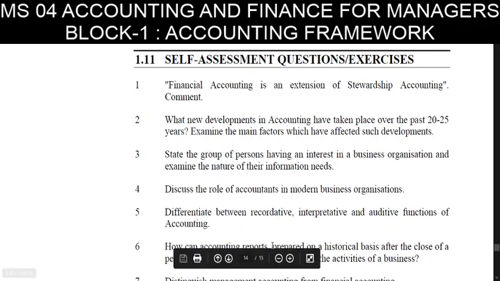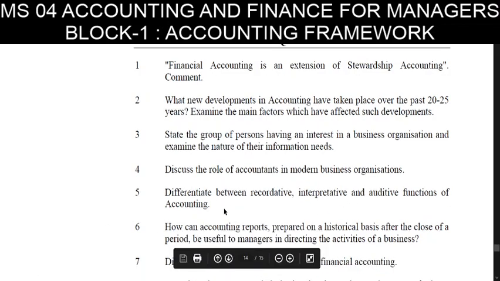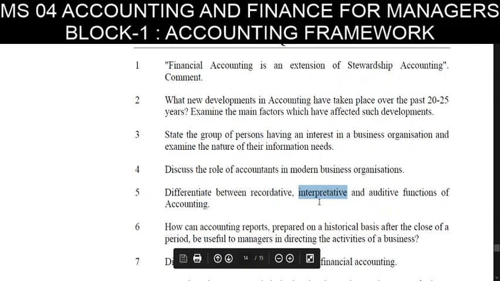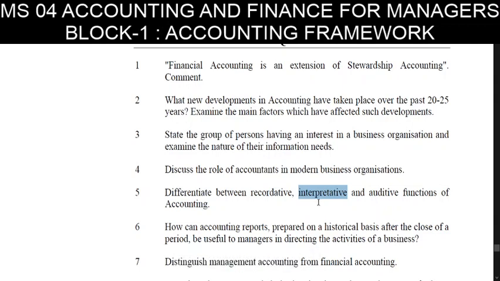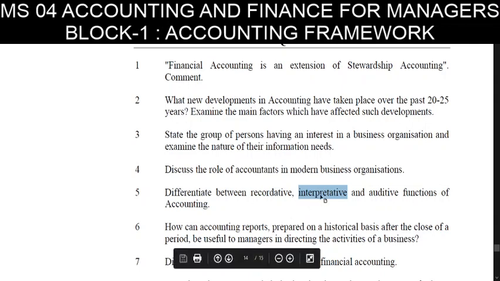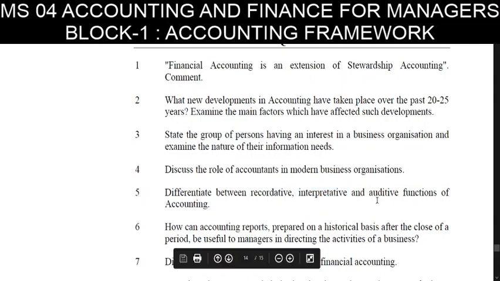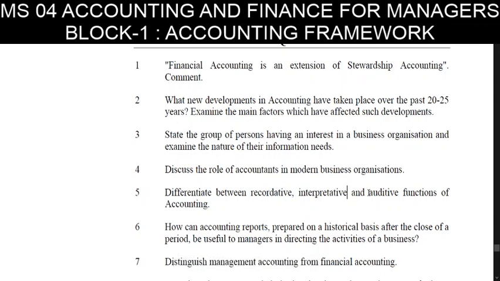You see once. Differentiate between recordative, interpretative, and auditive functions of accounting. Recordative means recording. It is mostly concerned with recording events which have already happened. Interpretative means interpreting information from the recorded events, like whether the total expenses exceeded the budget or not. Next, interpreting the future trends, interpreting or analyzing mergers or takeovers from all the information. Auditive functions: whether the data which is recorded is correct as per the accounting standards or not. That is the auditing function.